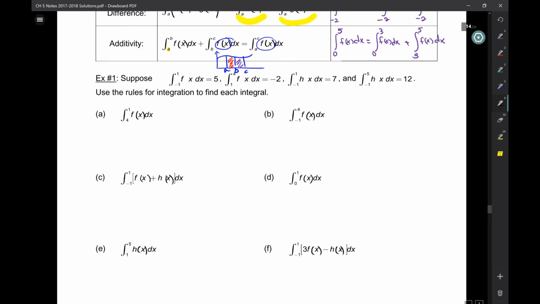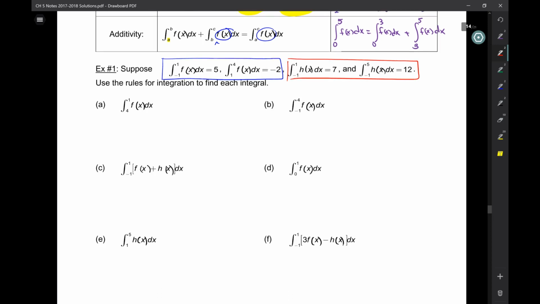Okay, so let's do these. We're going to use some of this stuff here. You're given that the integral of f of x dx from -1 to 1 is 5. From 1 to 4, f of x dx is -2. Notice how these are both f of x. And then you have h of x's. These are separate. The ones in the red, you have one that goes from -1 to 1, and then one that goes from -1 to 5. The one in the blue goes from -1 to 1, and then continues from 1 to 4.